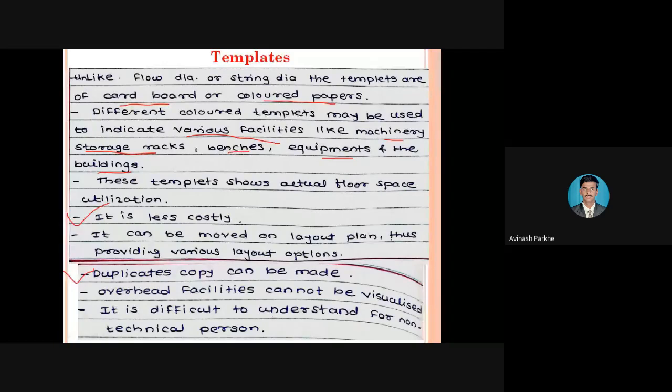So these are the templates. In these templates there is no other variety, there are no subtypes. Only by using different colors do we identify the movements taking place, or the number of machines indicated in those locations. So this is about the templates.